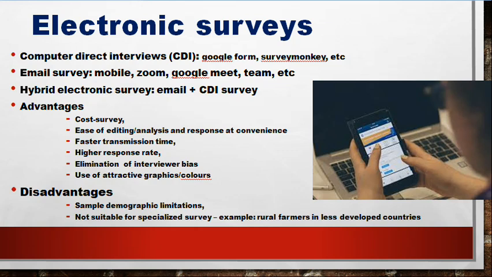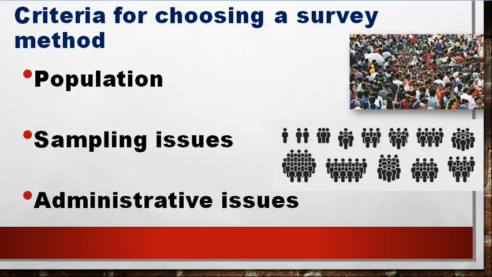The disadvantages are also there. The demographic you can reach is limited. If, for instance, you want to reach rural farmers, you want to reach certain kinds of persons, you may not be able to reach them. Not also suitable for specialized surveys, like I had mentioned. There are farmers in developed countries who are gadget-based. It is easier to interact with such people. But when it comes to less developed economies, and you need to meet with the farmers in the rural areas, it could be quite difficult.